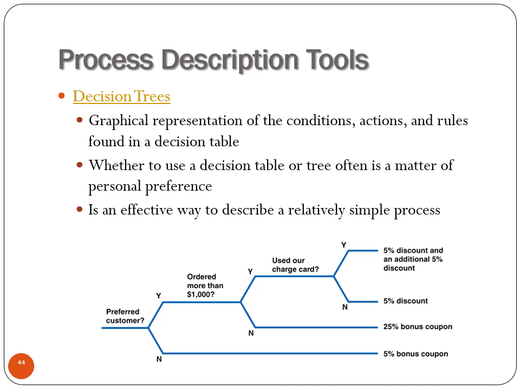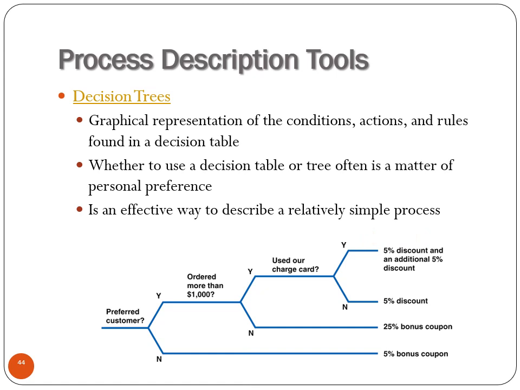A decision tree is a graphical representation of the conditions, actions, and rules found in a decision table. A decision tree shows the logic in a horizontal form that resembles a tree with the roots at the left and the branches to the right. Look at this example.